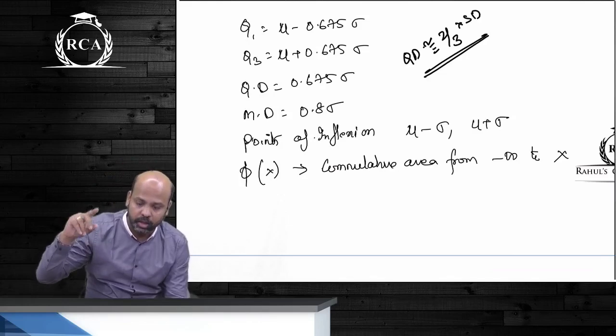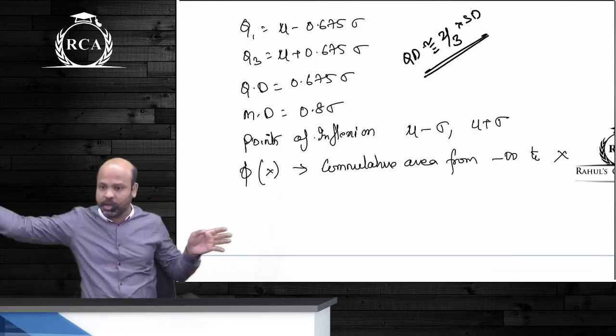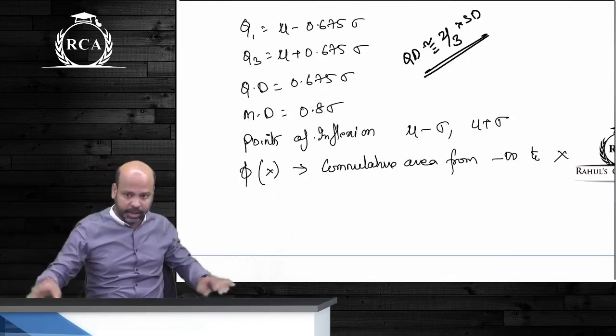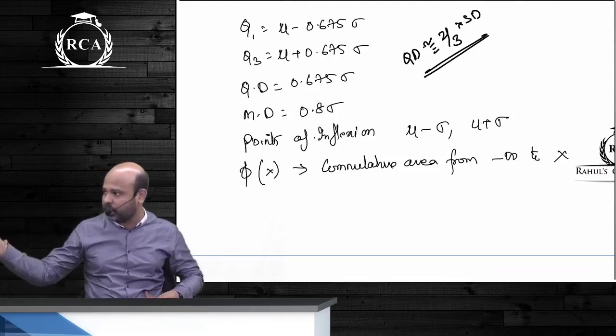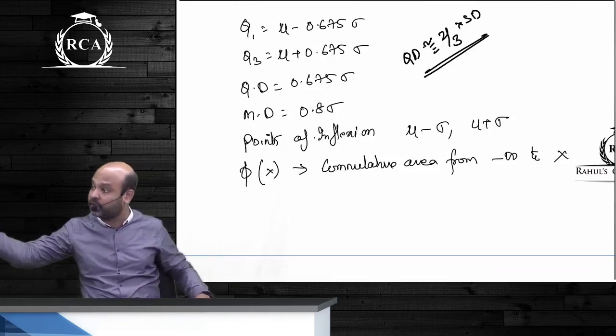Remember one tail? One tail area, beta, is from that point to the tail. It can be left tail or it can be right tail. Immediately draw a graph. Once you draw a graph, you'll automatically know, beta, what is the area that is given or what is the area that you have to compute.